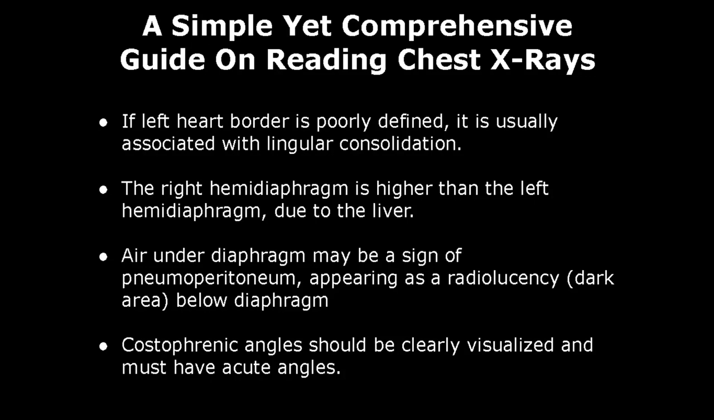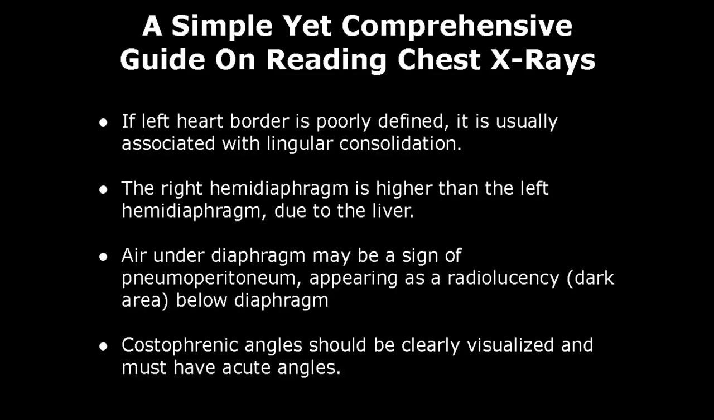The right hemidiaphragm is higher than the left hemidiaphragm because of the liver. Air below the diaphragm may be a sign of pneumoperitoneum, which will appear as a radiolucent area, that is, a darker area below the diaphragm.